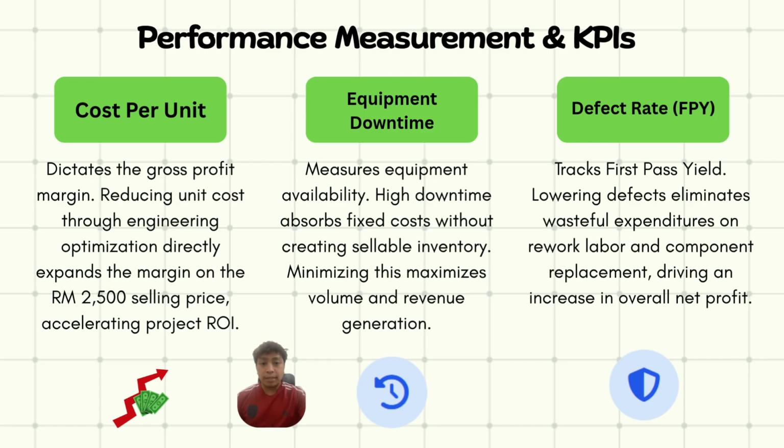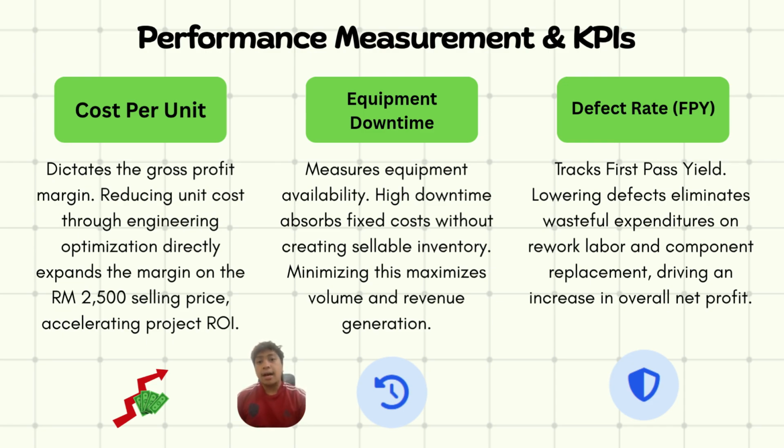And second is equipment downtime. This measures how long critical manufacturing equipment, like our new robotic welders, is not operational due to unscheduled breakdowns. High downtime means we absorb fixed costs without generating sellable inventory. Minimizing this downtime maximizes our production volume, increases revenue, and ensures our capital equipment hits its projected annual savings.